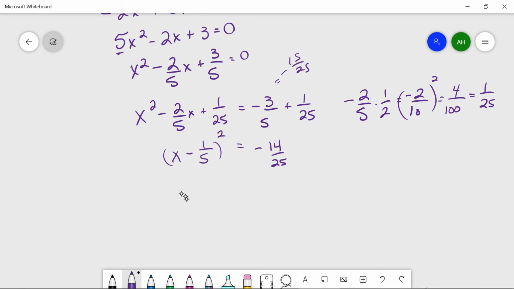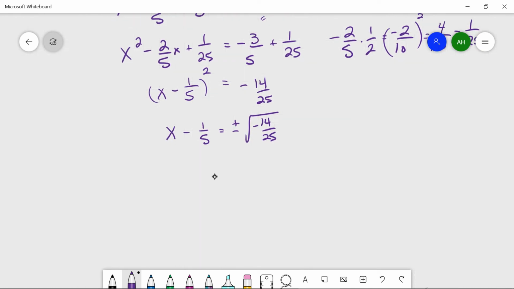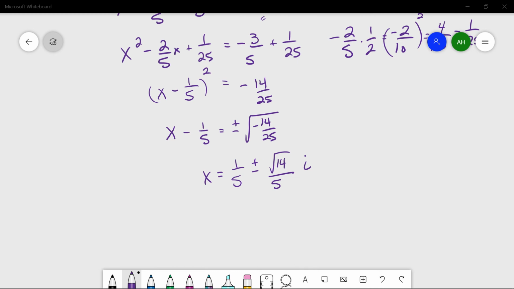Okay, let's take the square root of both sides. x minus 1/5 equals plus or minus the square root of negative 14/25. And then here we're going to move the 1/5 over and isolate our x. The 1/5 goes over as positive 1/5, plus or minus. We have to deal with that negative sign. It's going to come out here as an i. We have the square root of 14 in the numerator and just a 5 down there in the denominator. Okay? All right, that is going to wrap up lesson 62 for us.